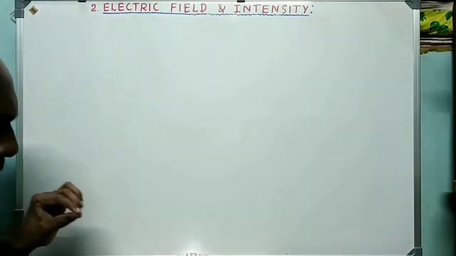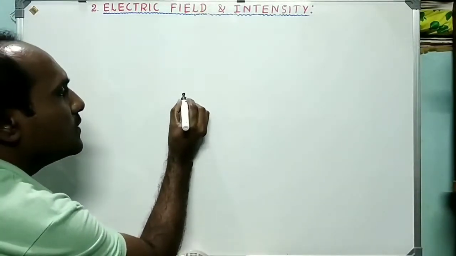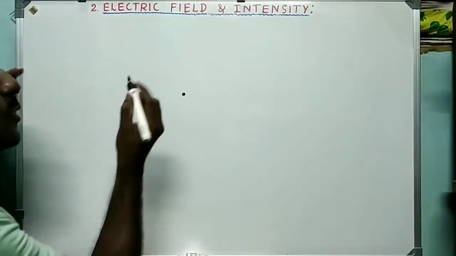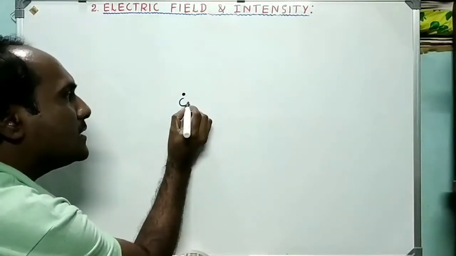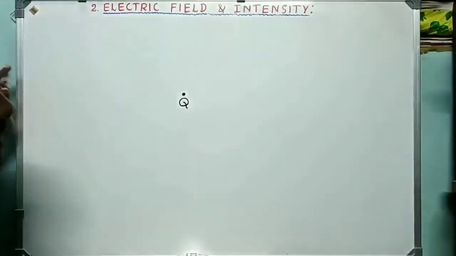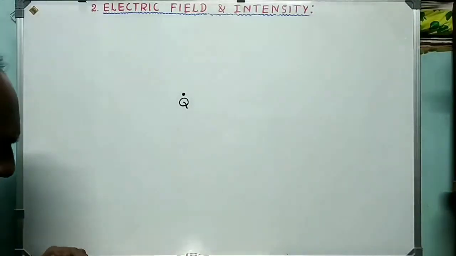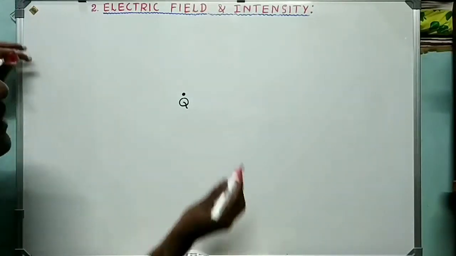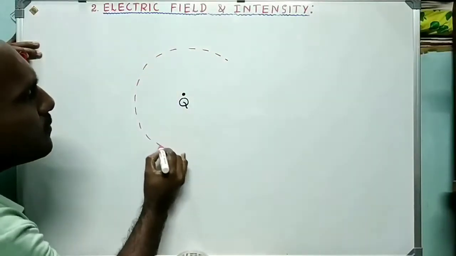See here, now I will consider a charge. This is a point charge, also called an isolated charge. I will consider a charge, and its magnitude is capital letter Q. Here capital Q is a charge. Okay, and around this charge there is a particular region, there is a particular space.